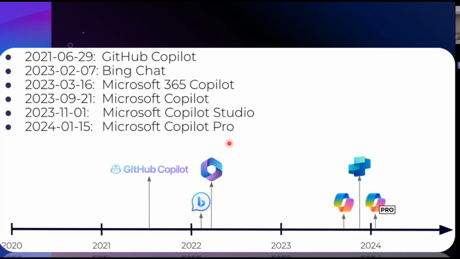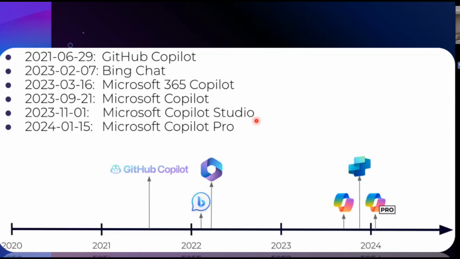So this is how the integration happened. In 2020 this was proposed, and in June 2021 GitHub Copilot was introduced, where they slightly started using the AI, and then gradually they started moving toward more integration with Bing. Then in 2023 they launched Microsoft 365 with Copilot. And in September, Microsoft Copilot was launched as an independent entity, more integrated with all modern tools and technologies. Then they launched Microsoft Copilot Studio.